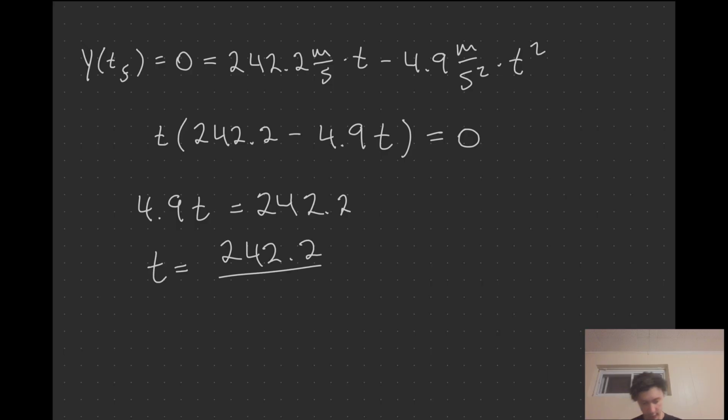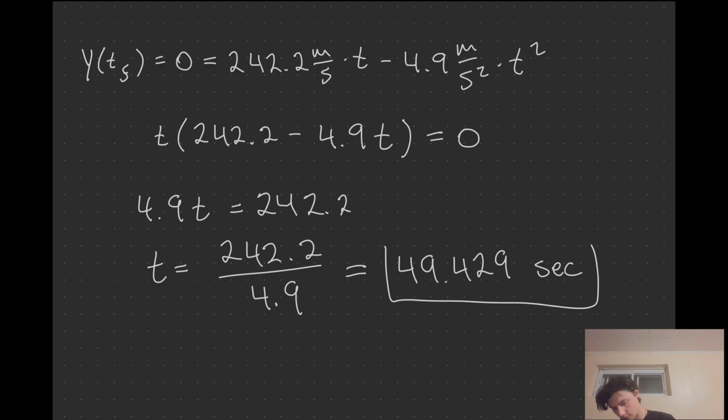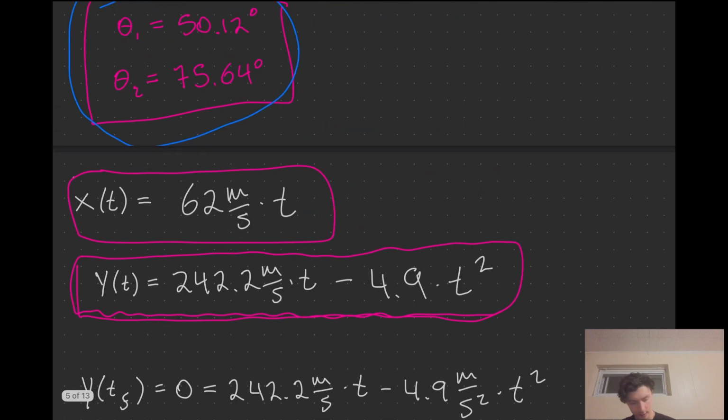So t is equal to 242.2, I think that's meters per second, and then you divide it by meters per second squared. So you should get the final answer here in seconds, if I'm not mistaken. So this is the time it takes for the projectile to land in the water. Now we can take this and just plug it into this x position and see where it lands.